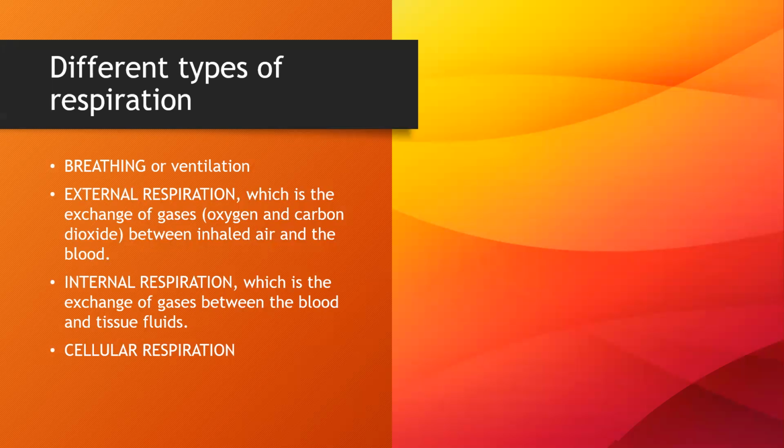Now, coming to internal respiration, it is nothing but the exchange of gases between the blood and the tissue fluids. After the gases are exchanged through the alveoli, these gases are carried through the blood to different parts of our body, and there this exchange of gases takes place. And when this blood is returning from these tissues, it carries the carbon dioxide back to the alveoli. This exchange of gases between the blood and the tissue fluids is known as internal respiration.